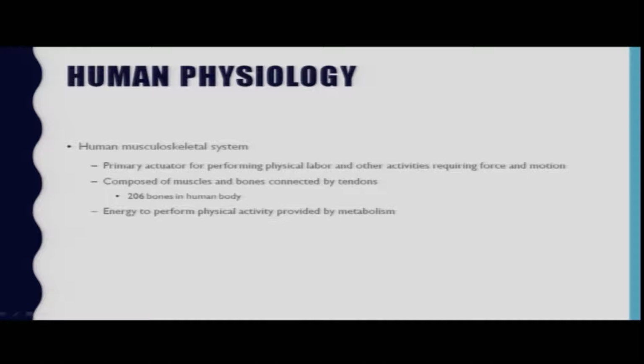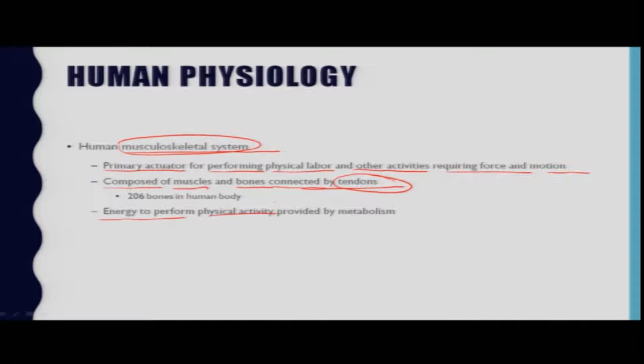Now, about human physiology. First of all, we have to understand what the musculoskeletal system is. The human musculoskeletal system is basically the primary actuator for performing physical labor and other activities requiring force and motion. It is composed of muscles and bones connected by tendons. In fact, muscles and bones in the body, and the tissues connecting them, are known as tendons. The energy to perform physical activities is provided by a phenomenon known as metabolism.